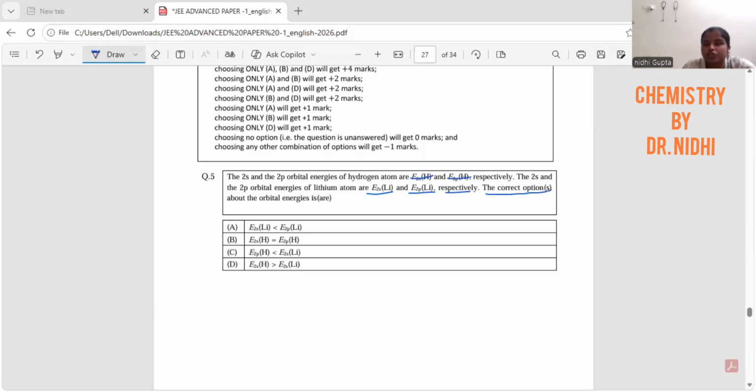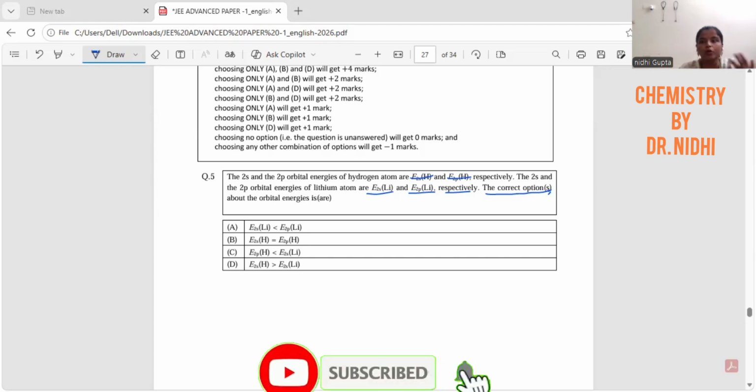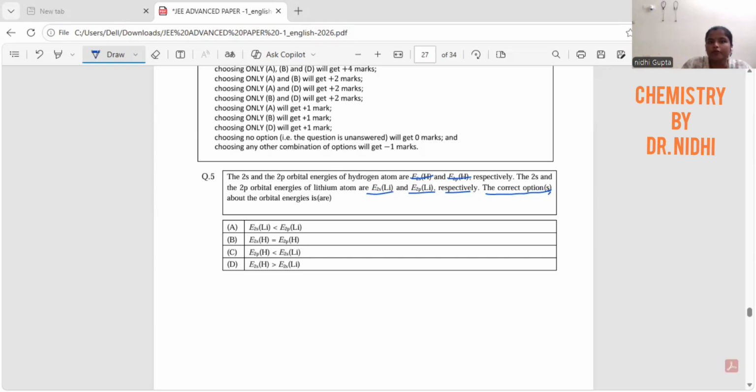The question says the correct options, so the word options is written, not option, about the orbital energies. By reading it, you will have an idea that this comes under the topic atomic structure, where we study the energy sequence of different orbitals in an atom. Let me quickly share my whiteboard and we will start solving this question.